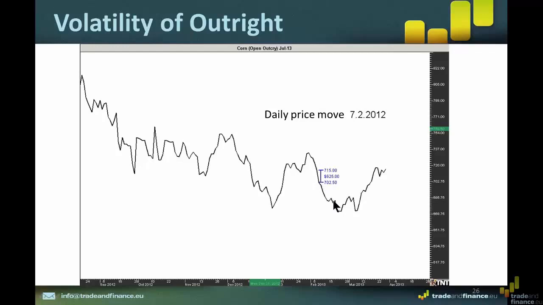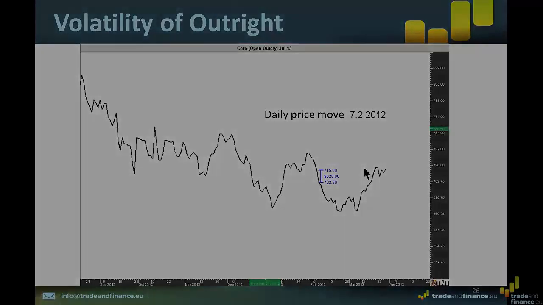Of course, we don't have the high and low values because this is the line chart, and the line chart is what we typically use when trading spreads, and we use the daily time frame. So every move, like this is one day, this is one day, this is also one day. So the price move within one day was $625.